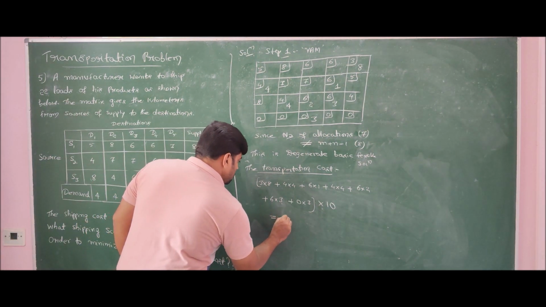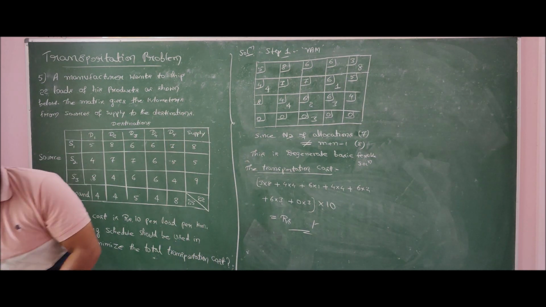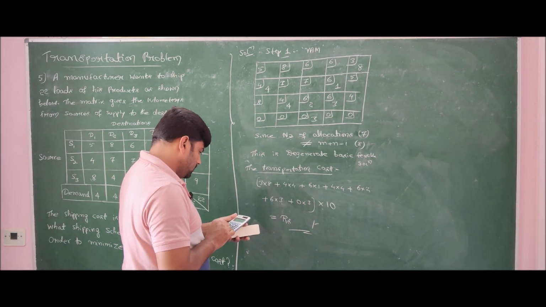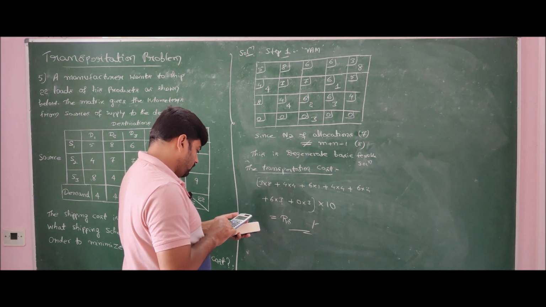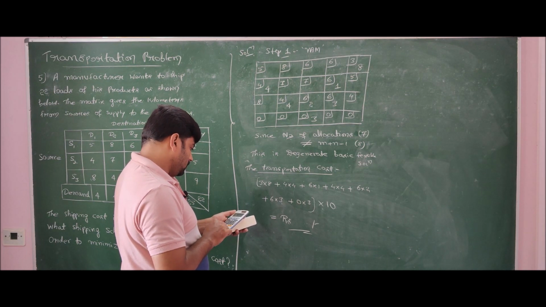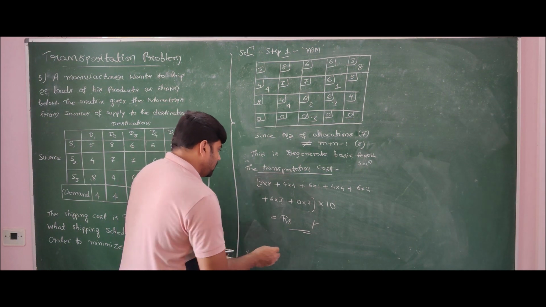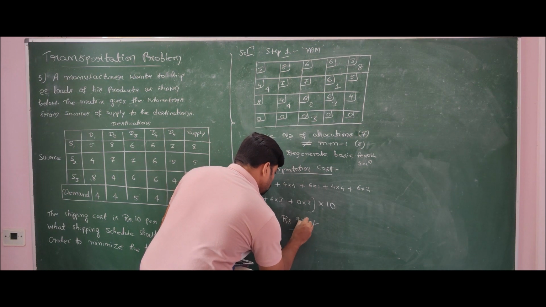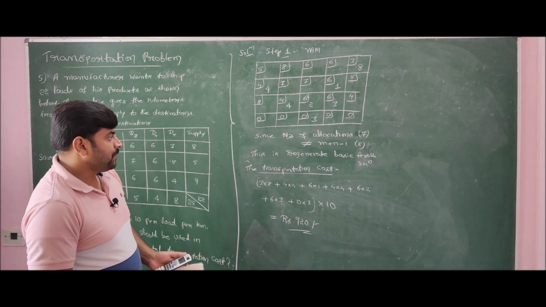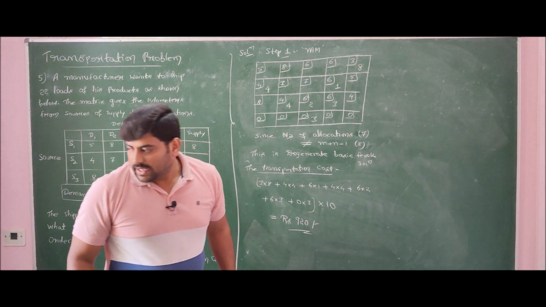hence the cost will be rupees. How much? The cost will be 3 into 8 plus 4 into 4 plus 6 into 1 plus 4 into 4 plus 6 into 2 plus 6 into 3 plus 0 into 10, which is equal to 920 rupees. Rupees 920. Now I should go for optimality test. So go for optimality.